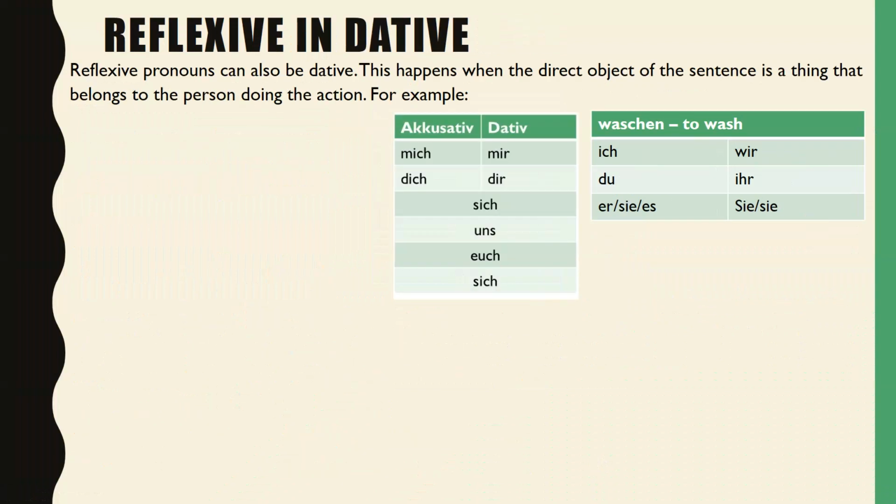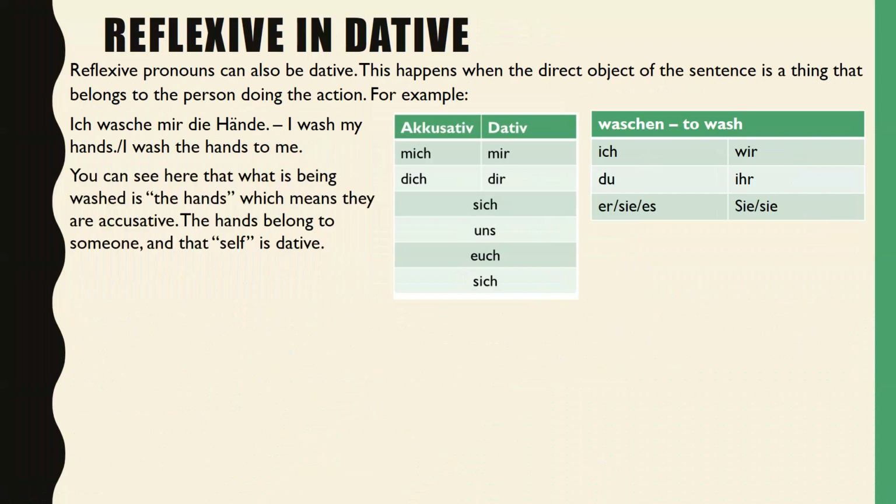Reflexive pronouns can also be dative. This happens when the direct object of the sentence is a thing that belongs to the person doing the action. For example, ich wasche mir die Hände is I wash myself the hands. You can see here that what is being washed is the hands, which means that they are accusative. The hands belong to someone, and that self is dative.